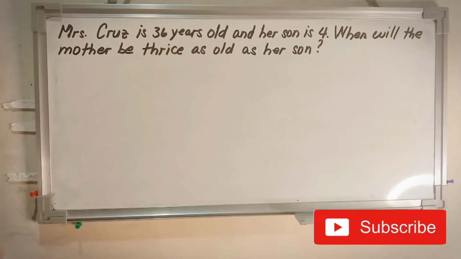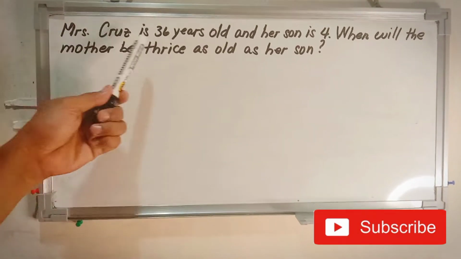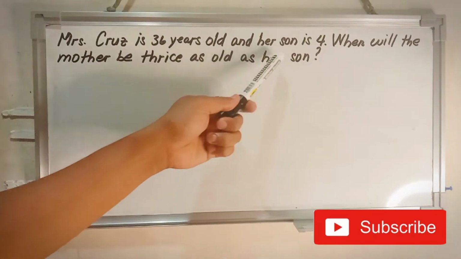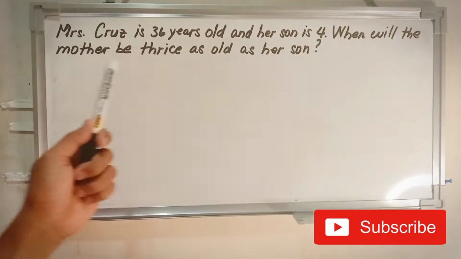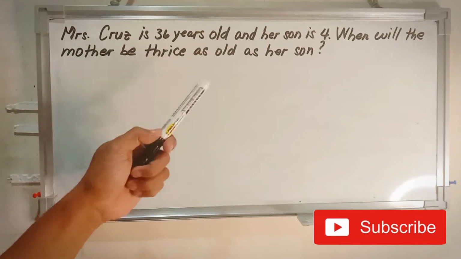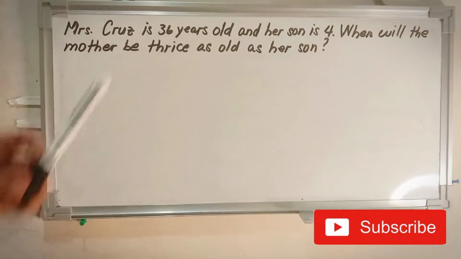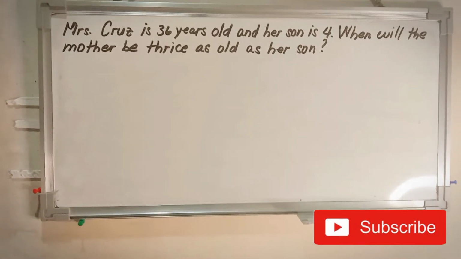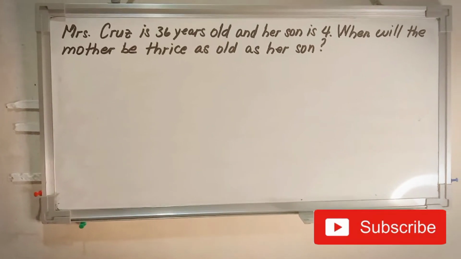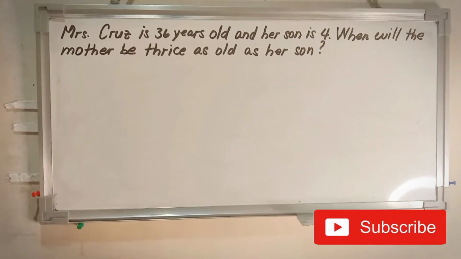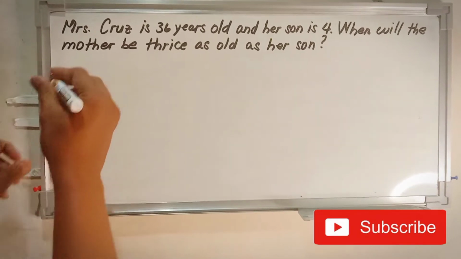Before we continue, allow me to read this problem. Mrs. Cross is 36 years old and her son is 4 years old. When will the mother be twice as old as her son? Okay, so given here, Mrs. Cross's age is 36 and her son is 4. And the requirement in this problem is the time when the mother will be twice as old as her son.